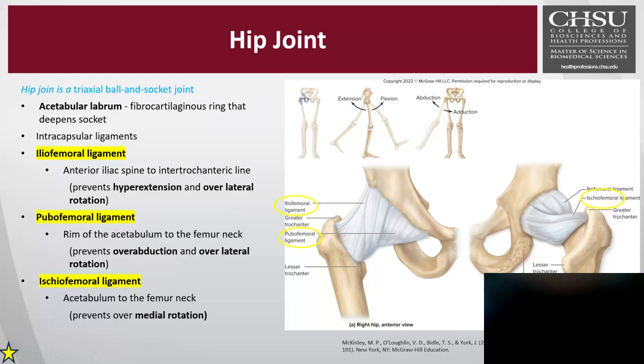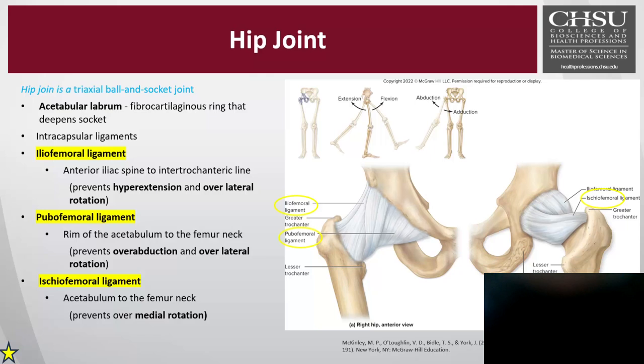pubofemoral ligament. This is the one anterior. This one is going to prevent 2 motions, over abduction and over lateral rotation. So if you look at the slide, you'll see that both of these work together to limit the lateral rotation. So in cases where the hip joint is weakened and you could hyperlaterally rotate, there's potential damage to the ligaments.